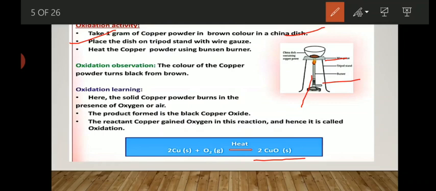So here what we learned: the solid copper powder burned in the presence of oxygen, and the product formed is black, that is copper oxide. The reactant copper gained oxygen in the reaction, hence it is an oxidation process. Copper is a single atom mixed with oxygen. It just gets mixed and gives copper oxide, which is black in color, which shows that here an oxidation process takes place. Now let's see some more examples.